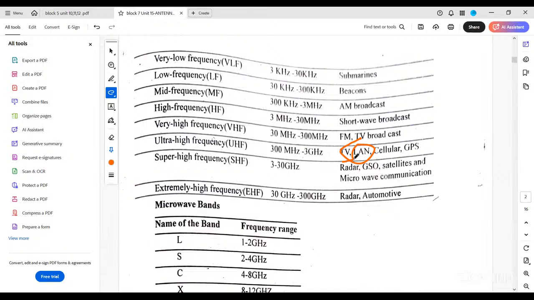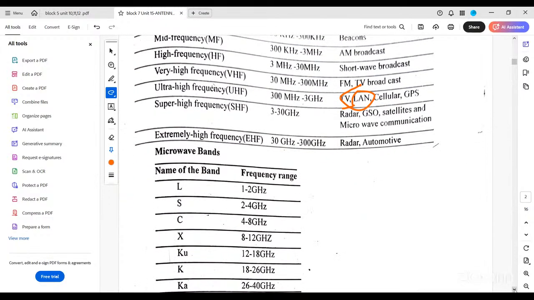What is beacons? It is like one of the tools, like radar and satellite, used for communication only. It is used for communication to mention a specific location. It is designed to attract attention to a specific location. And this is about different frequencies. And next, what do we have?